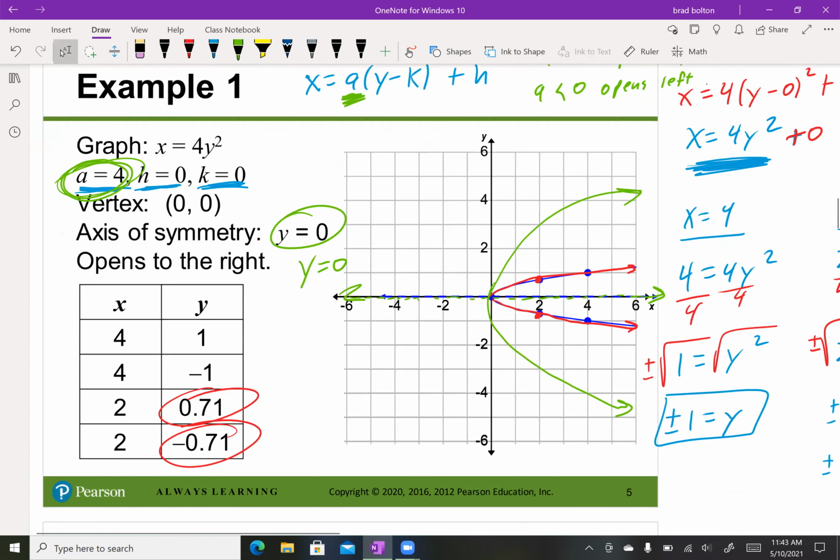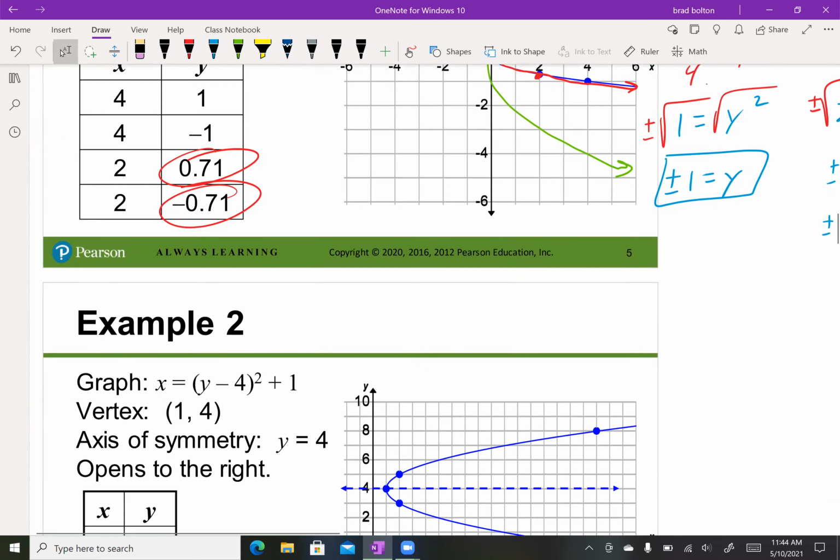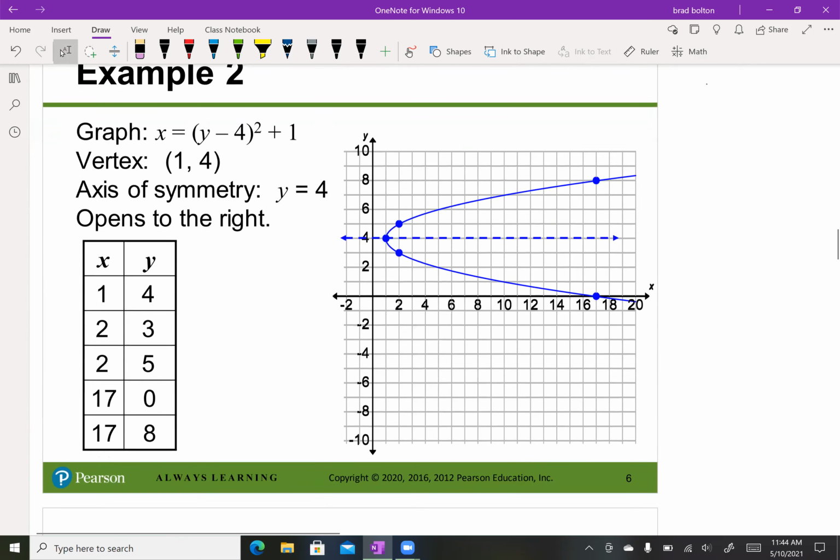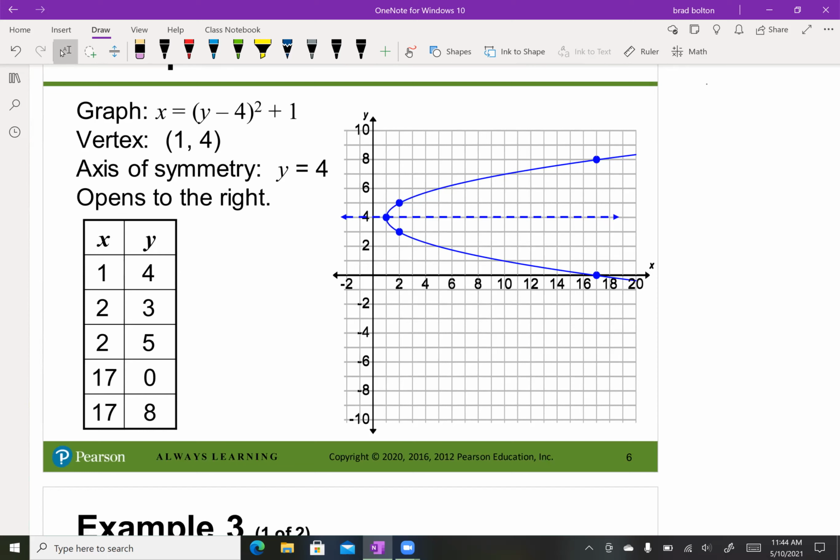So just keep in mind that everything you've already learned about parabolas still applies, but it's kind of, I don't want to say backwards, but you have to shift your thinking a little bit, because now you're working with the axis of symmetry being y values. Not the y-axis, but y values. Okay, so let's take a look at this one. Graph x equals y minus 4 squared plus 1. So let's see how they came up with this parabola.